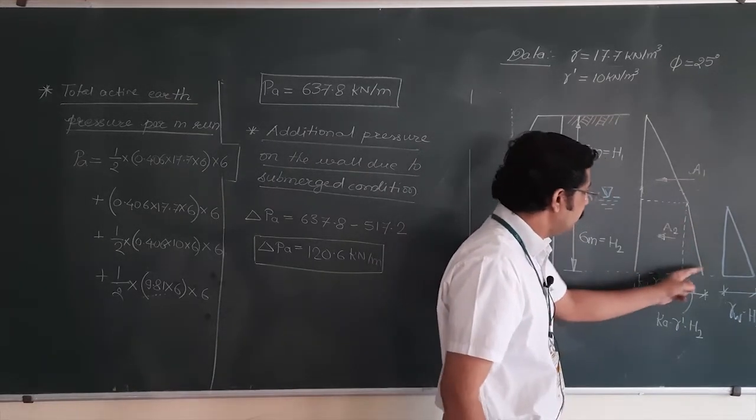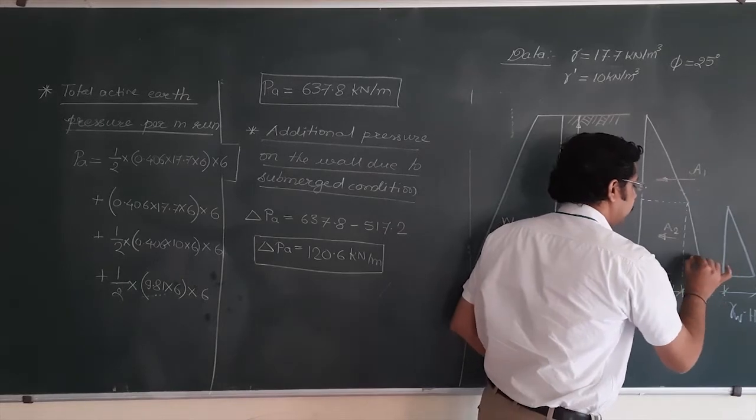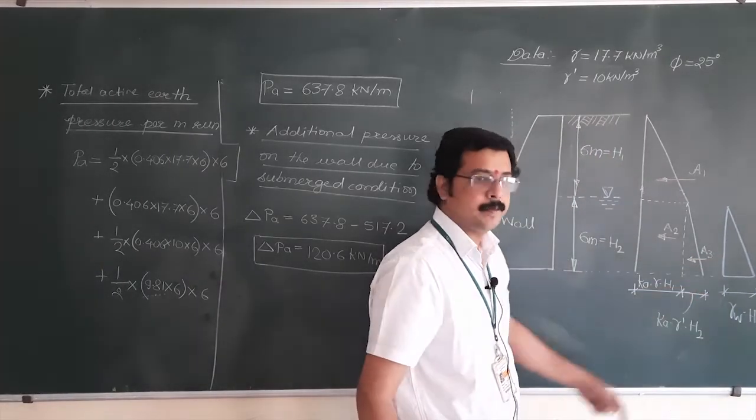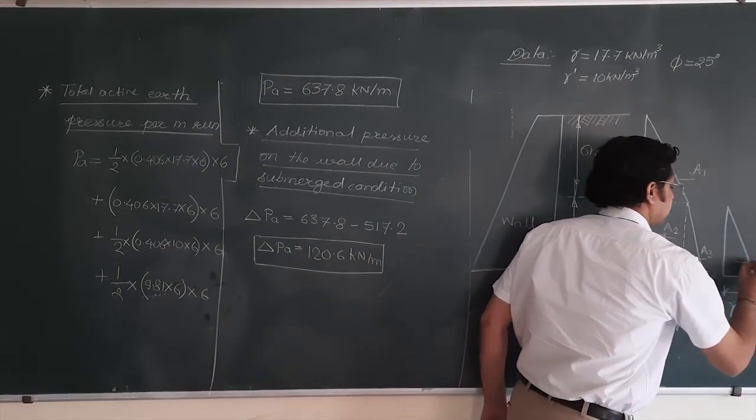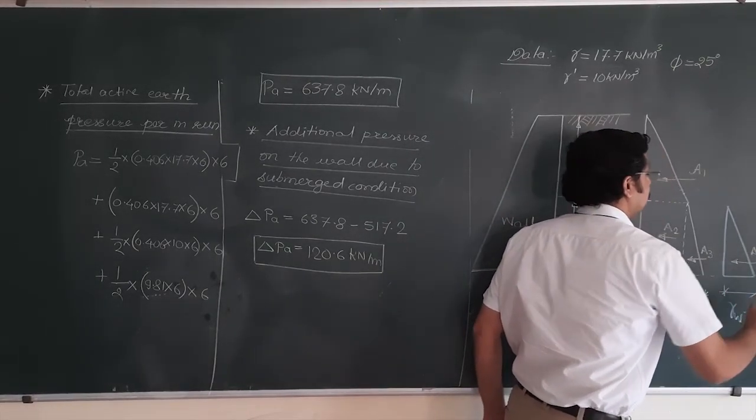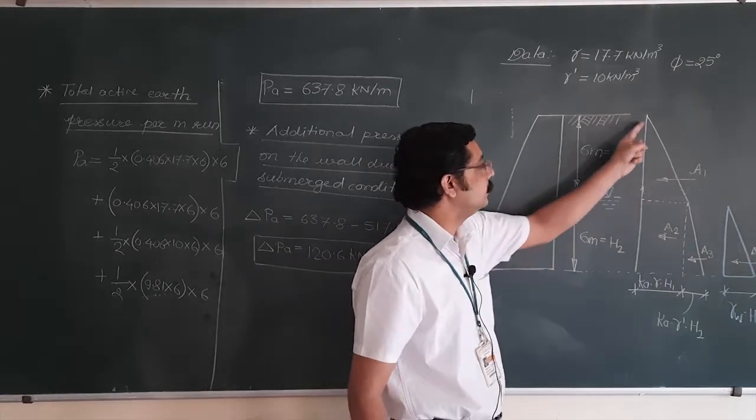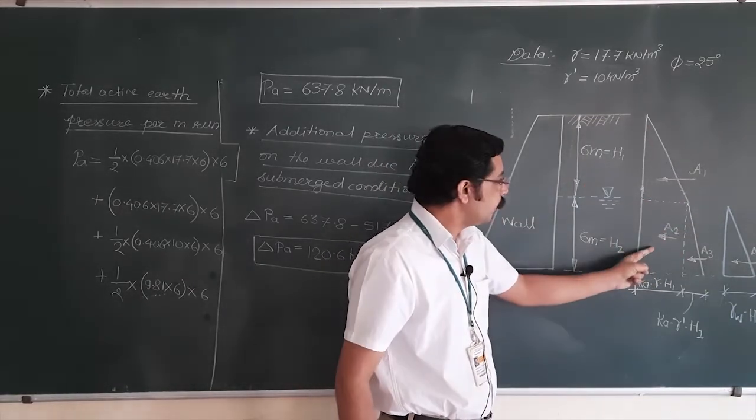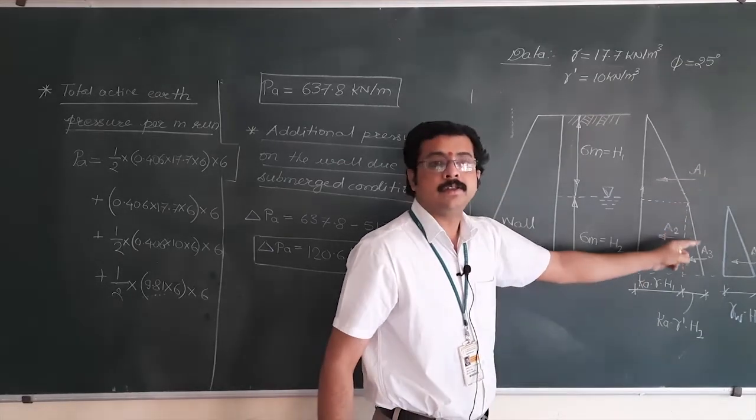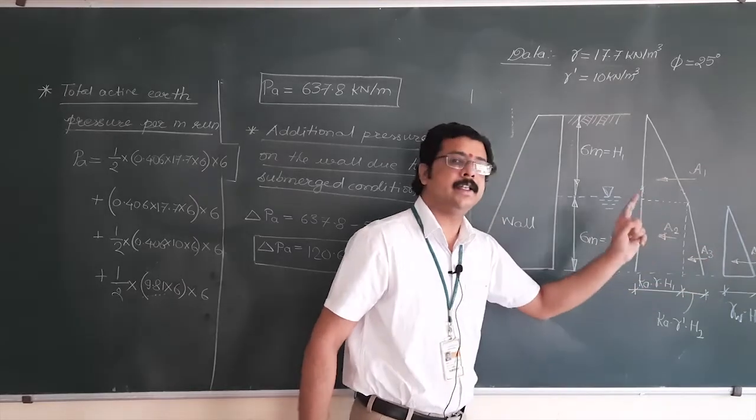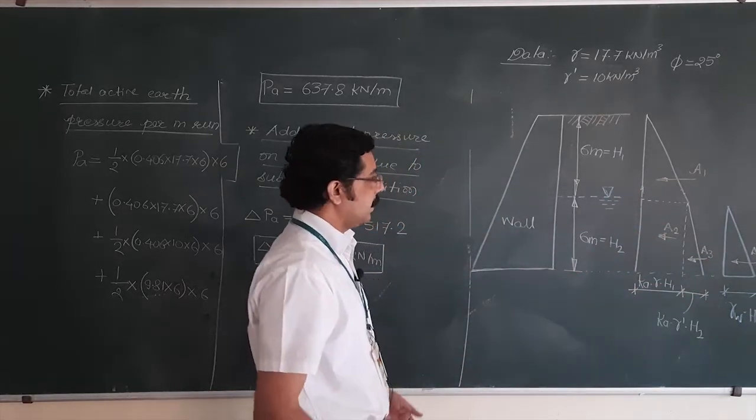For this triangle, A3 will be acting here. And for this water pressure, this is going to be A4. What does this A1 mean? It means it is the area of this pressure diagram. A2 means area of this rectangular pressure diagram. Similarly, A3 and A4 are the areas of the pressure diagrams.